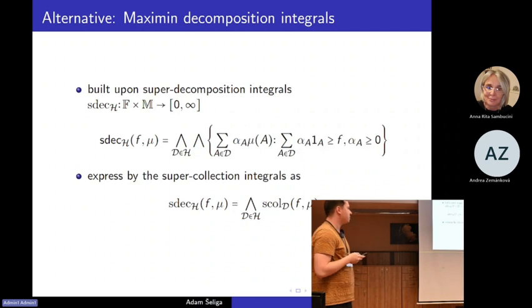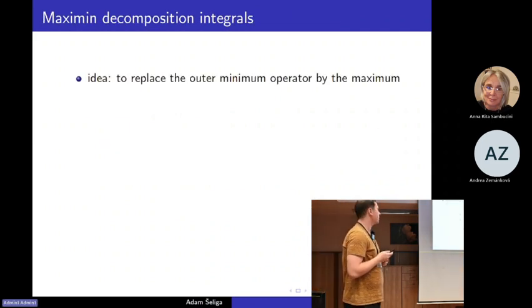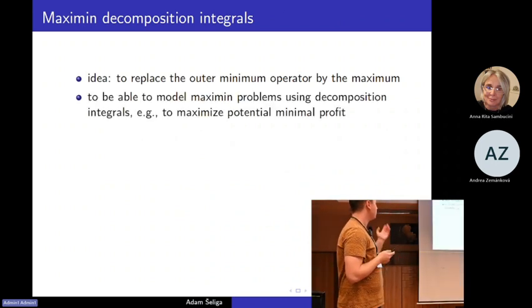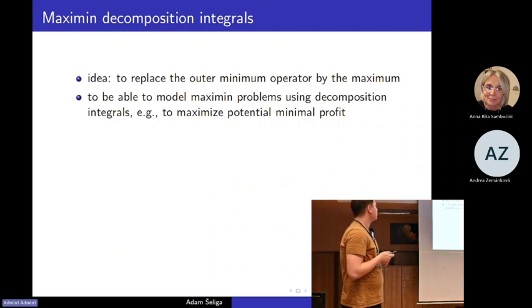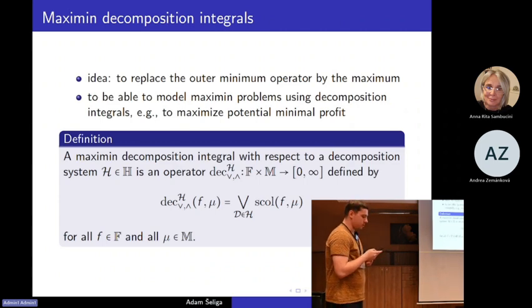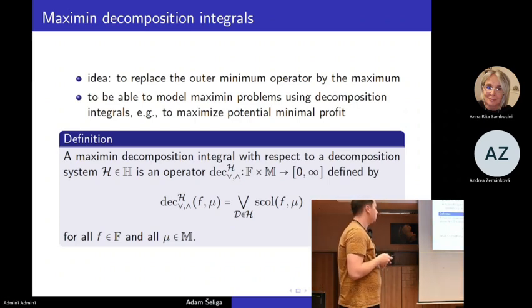We can also express this by super collection integrals. The super collection integral is this part here for a collection D. So we take the minima of the super collection integrals. And again, maximum decomposition integrals are obtained by replacing the outer minimum by the maximum. This is an example of use which can be modeled by maximum integrals, and this is the definition. So we take the suprema of super collection integrals, changing this operator to maximum.